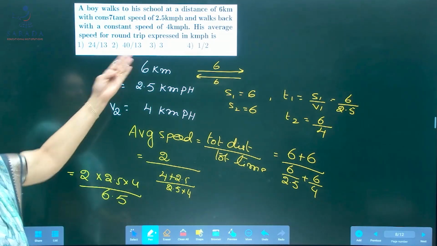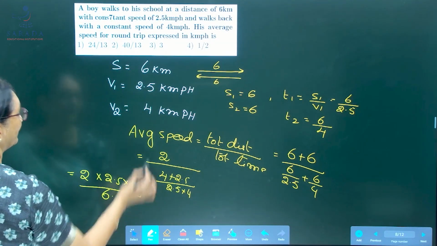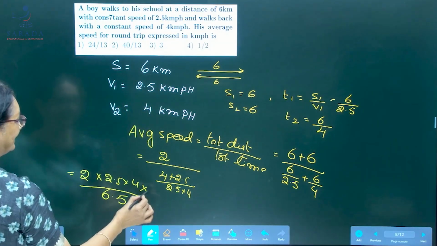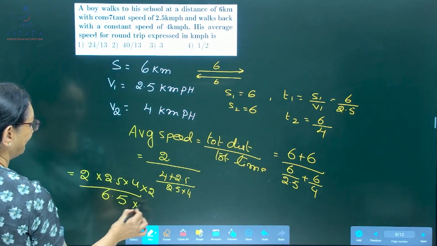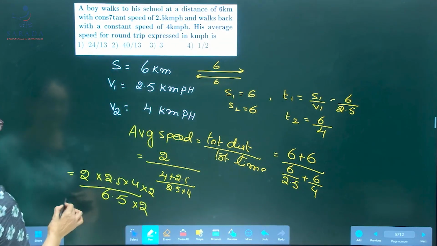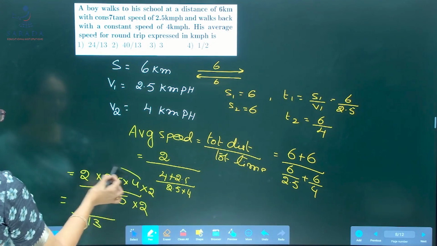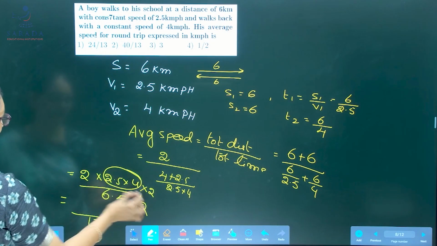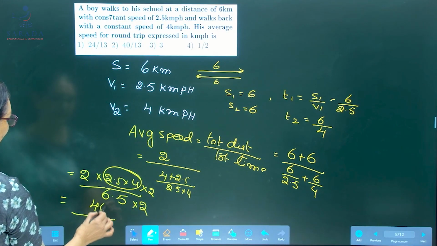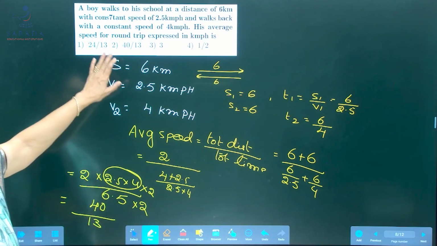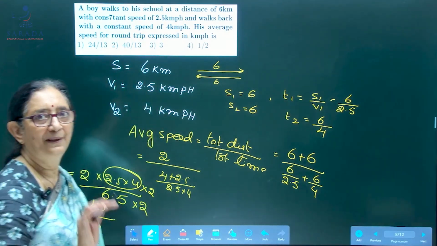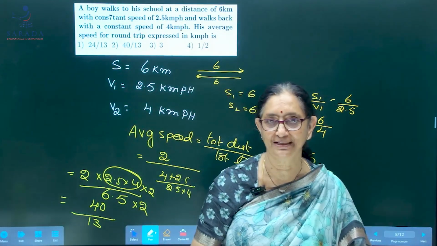Okay, so if you look at the options, to get the answer like the options, multiply and divide that with 2. What do we get? Denominator is 13. So, 2.5 times 4 is 10, and 10 into 4 is 40 by 13. So, this is the method based on the concept.